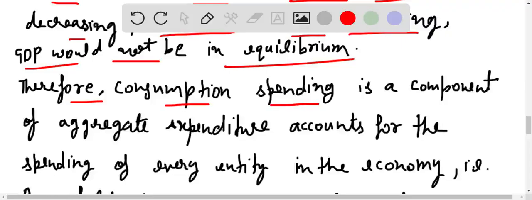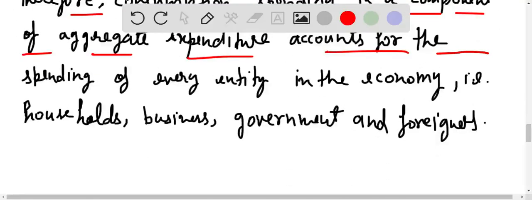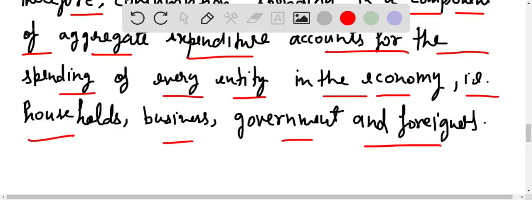Therefore, consumption spending is not the component of aggregate expenditure that accounts for the spending of every entity in the economy, that is household, business, government, and foreigners.